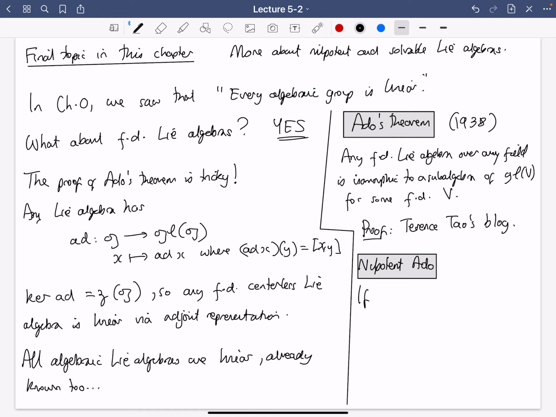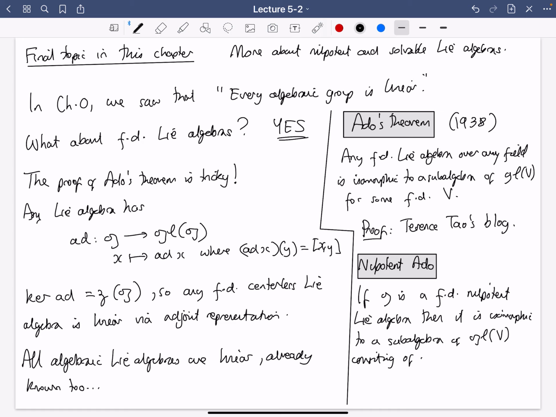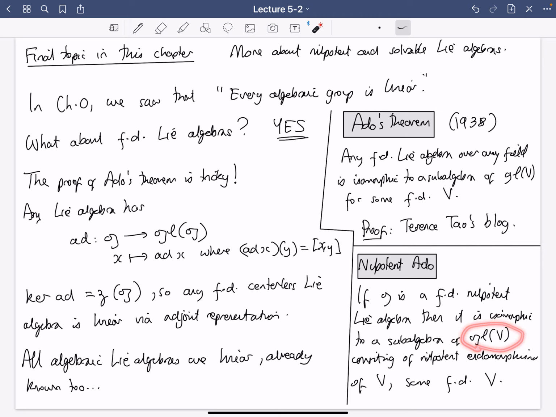algebras. So here's the statement: if G is a finite dimensional nilpotent Lie algebra, then it is isomorphic to a subalgebra of GL(V) consisting of nilpotent endomorphisms of V for some finite dimensional V. Okay, so that's a sort of slight upgrade of Ado's theorem in the case of nilpotent Lie algebras, because not only can you embed G into some GL(V) for some finite dimensional V, the G actually consists purely of nilpotent endomorphisms of that vector space V.